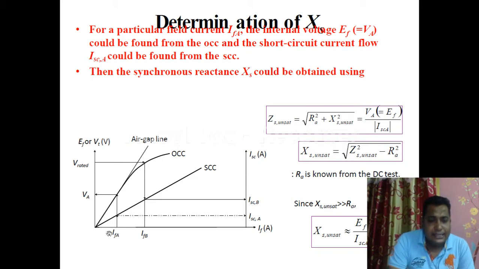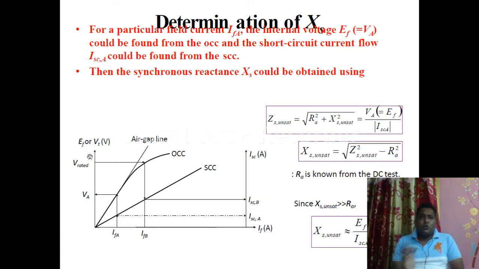That means at the same field current, we can find out what the current value is and what the voltage value is. In the same way, when we consider IFB, at that time what is the short circuit current? That is this value, ISC for B, and the voltage value at that time is the rated voltage. Like this, for a particular value of field current, we can find the terminal voltage and the short circuit current.